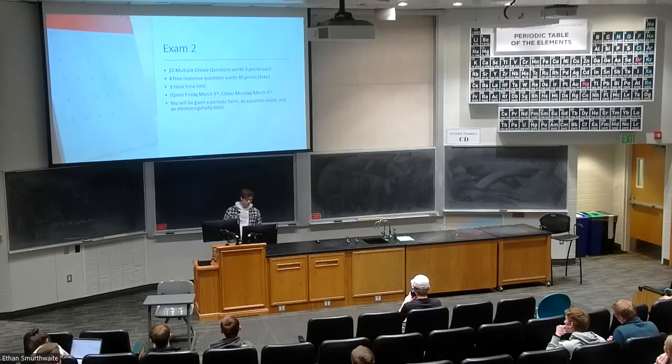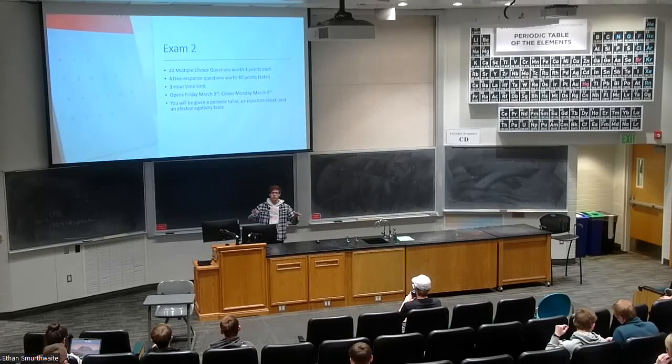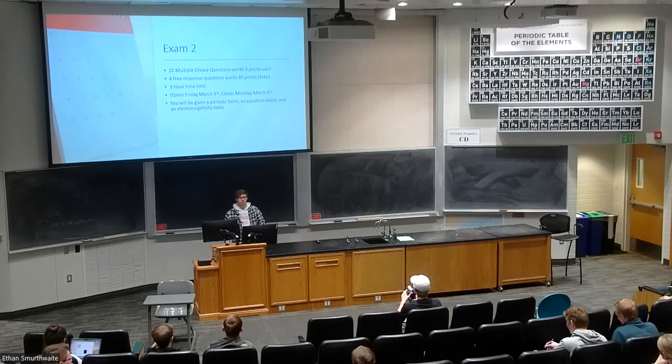In the exam, you will be given a periodic table, an equation sheet, the 105 equation sheet, and then the electronegativity table is what I've been told. So you should be able to do the polar bond stuff pretty easily. Okay, any questions about the format, logistics? Okay, we're chilling.